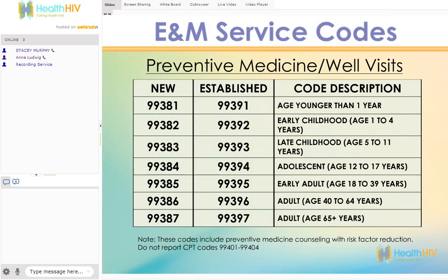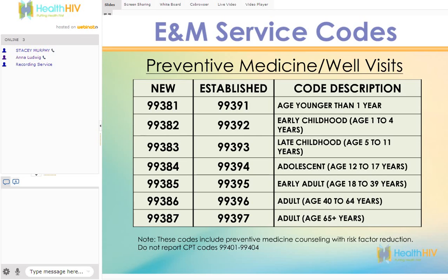The preventive medicine visit codes are here for you as well. You have your new and your established patient visit codes here. Your 99381 through 99387 are your new codes. Your 99391 through 99397 are your established patient codes. These codes are selected based upon the patient's age. So, for example, if a 25-year-old patient comes into your office for the first time for a well visit, you would select the 99385. Versus if they were an established patient, you would select the 99395.